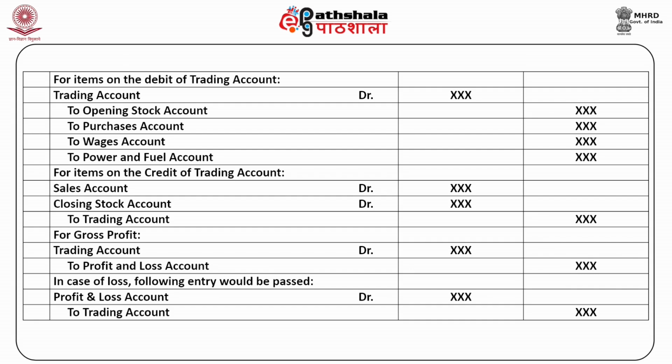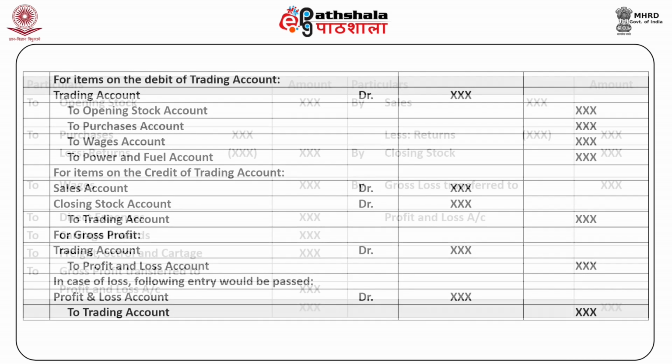For items on the credit of trading account, sales account debited, closing stock account debited to the credit of trading account. For gross profit, trading account debited to the credit of profit and loss account. In case of loss, the following entry would be passed: Profit and loss account debited to the credit of trading account.